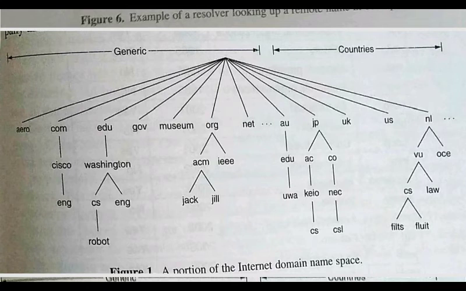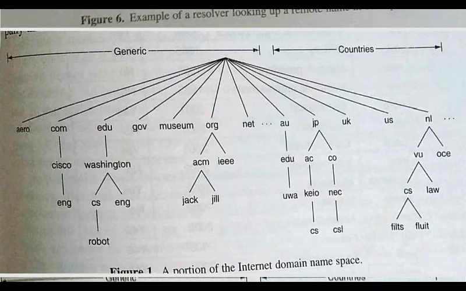Now each domain is named by the path that goes upward from it to the root. The components are separated by periods. For example, eng.cisco.com. You can see it here in the generic domain. That is eng.